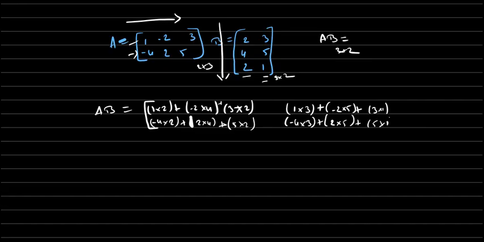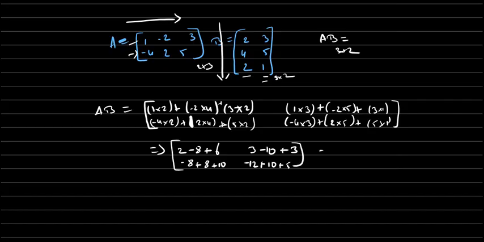1 into 2 is 2. Minus 2 into 4 will become minus 8, since it is plus we consider minus 8. Plus 3 into 2 will be 6. Then 1 into 3 is 3, minus 2 into plus 5 will become minus 10, minus into plus will become minus, and 3 into 1 will become 3. Minus 4 into 2 will become minus 8, plus 2 into 4 will become plus 8, plus 5 into 2 will become 10. Minus 4 into 3 will become minus 12, plus as it is 2 into 5 will become 10, plus as it is 5 into 1 will become 5. The answer you got is 2 plus 6, 8, minus 8 will become 0.